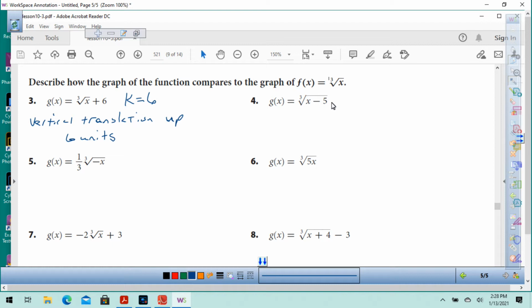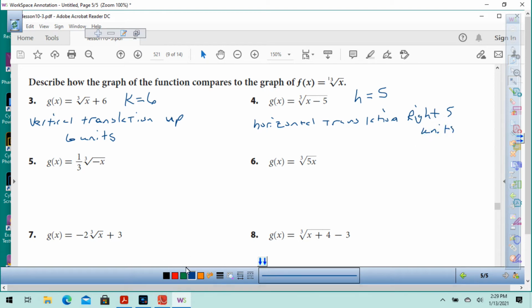And I'm looking in here, I got h equals 5. That's what's different. It's going to be a horizontal translation right 5 units.